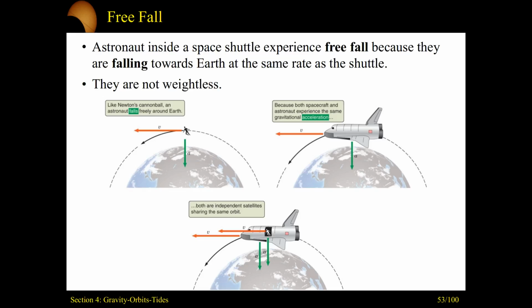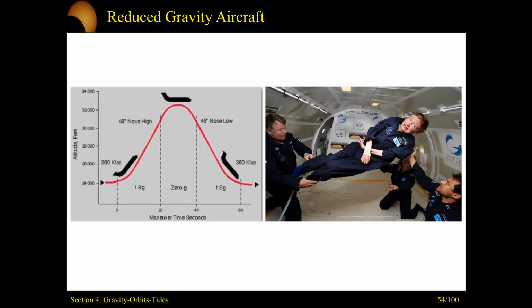Now, for those of you who are not fortunate enough to be astronauts, you still can experience this. You can go on what's called a reduced gravity aircraft. And I love this picture. There's a picture of Stephen Hawking from, I believe, back in 2007. He got an opportunity to go on this.